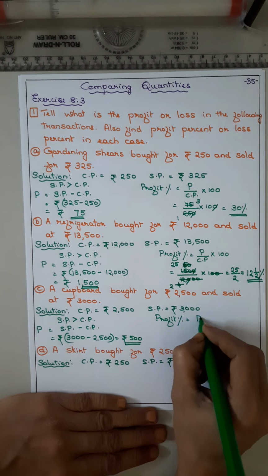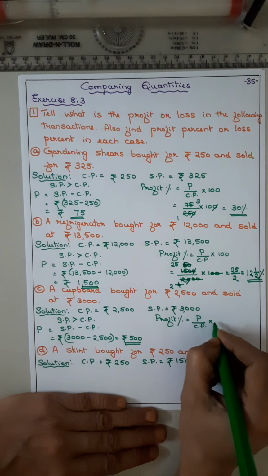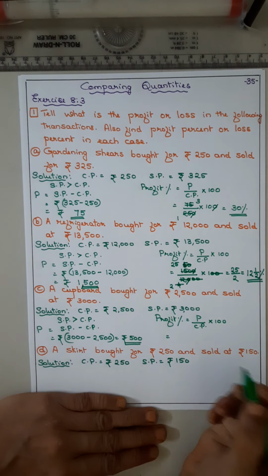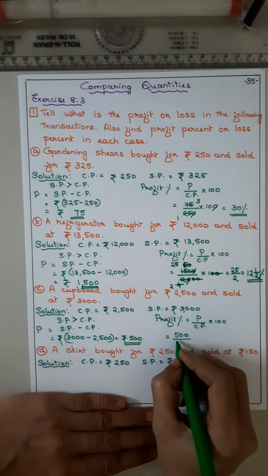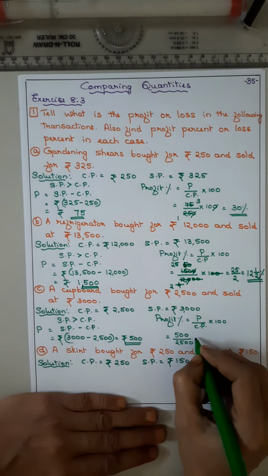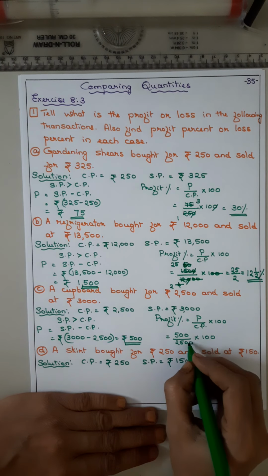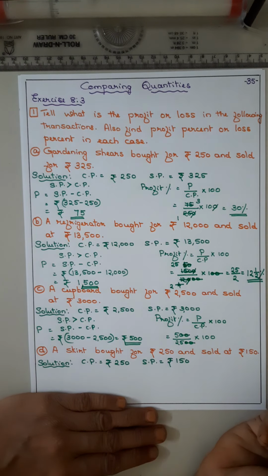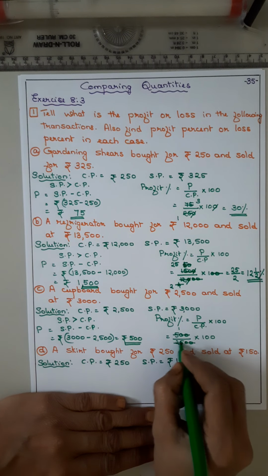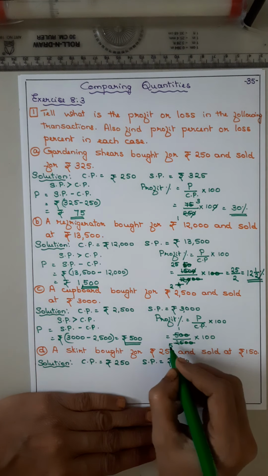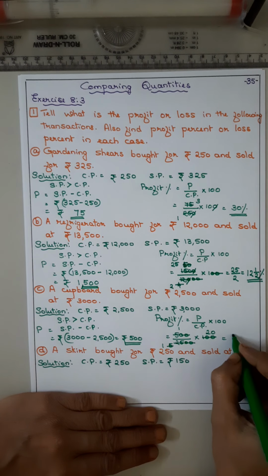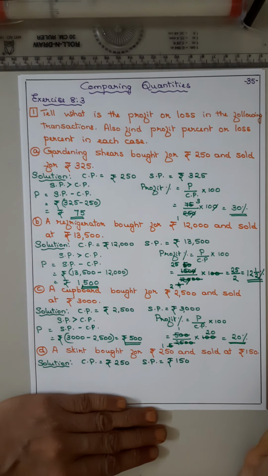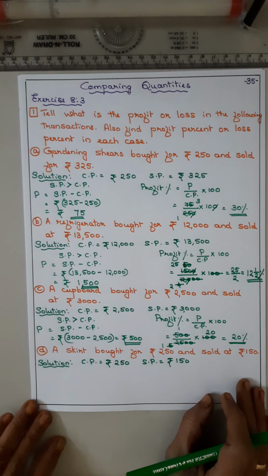So profit percent is equal to profit upon CP into 100. Now profit, how much? 500. CP is how much? 2,500 into 100. 20, 20 cut. 5 1s are 5, 5 5s are. Now 5 1s are 5, 5 20s are. So you got 20%. Clear?